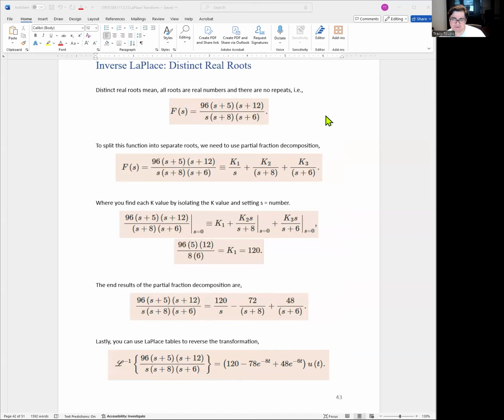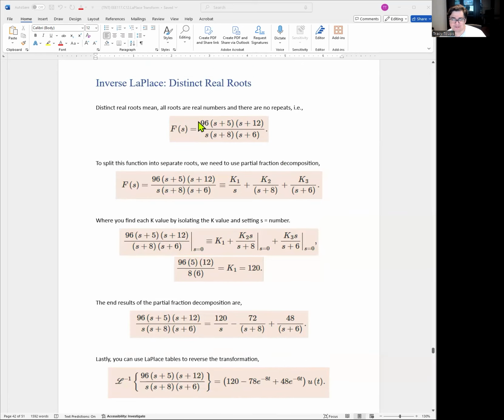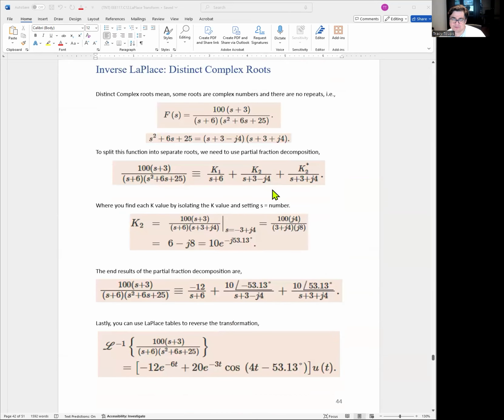Honestly, this problem will probably take about 2 pages of math, because between these here and here, there's a lot of steps in the middle, right? And then to get this final answer. Okay, but that's the distinct real roots. This is the easiest of our root sets. You can do the complex roots here, where you have s plus 6 over s squared plus 6s plus 25. This s squared plus 6s plus 25 is a complex root.